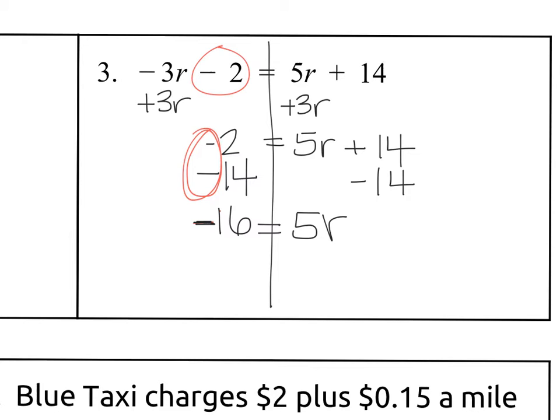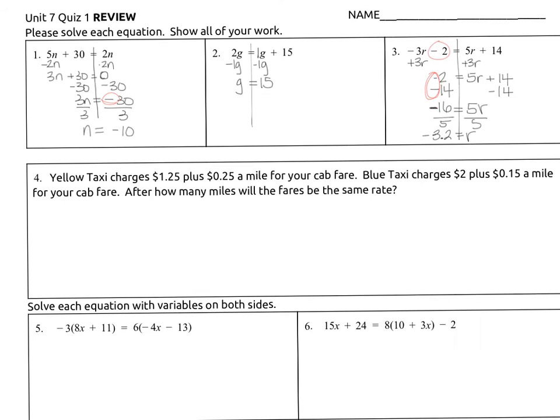The way to get the variable by itself is you divide by 5. Again, be aware of that negative sign. Negative 16 divided by 5 is what? Negative 3 2/10. Okay, so far you have the first 3 questions down, and I can see that the next question is a word problem. Don't skip it. If you skip it, you'll miss it.